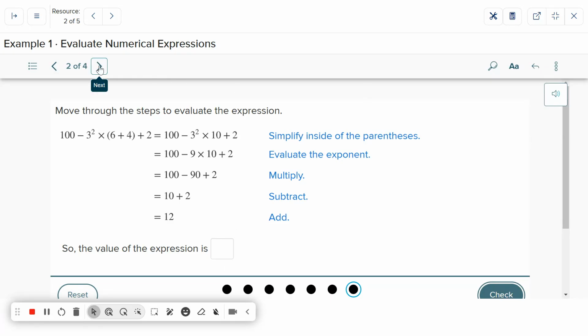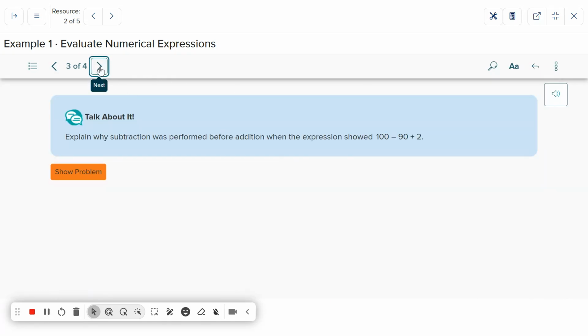Yeah, cool, we get it. Thanks. Why was subtraction performed before addition when the expression showed 100 minus 90 plus 2? Because it's from left to right, not addition, subtraction in that order. It's from left to right. Common mistake there.